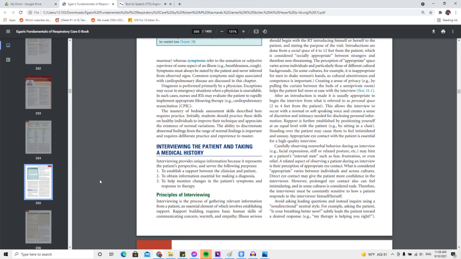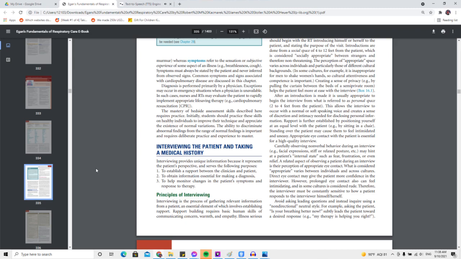Initially, students should practice these skills on healthy individuals to improve their technique and appreciate the existence of normal variations. The ability to discriminate abnormal findings from the range of normal findings is important and requires deliberate practice and experience to master. Interviewing the patient and taking a medical history.